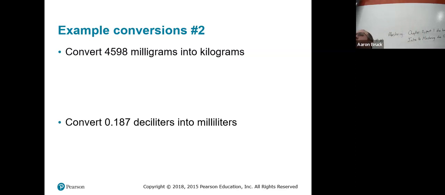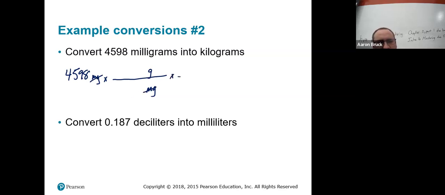Well, I have to do two conversions. The first conversion is between where I'm starting and the base. The second conversion is between the base and what I'm trying to ultimately find. So if I have 4,598 milligrams, my first conversion is to the base. So I want to turn the milligrams into grams. That'll cancel out the milligrams.